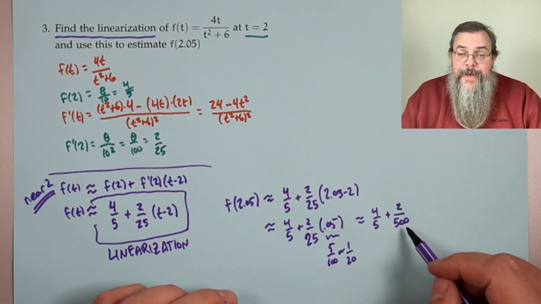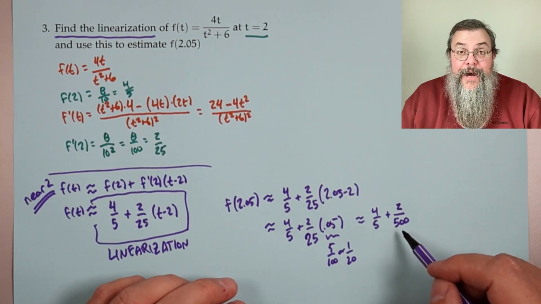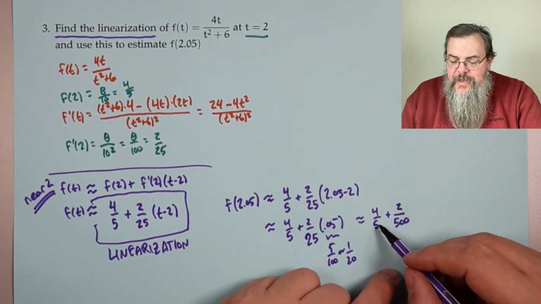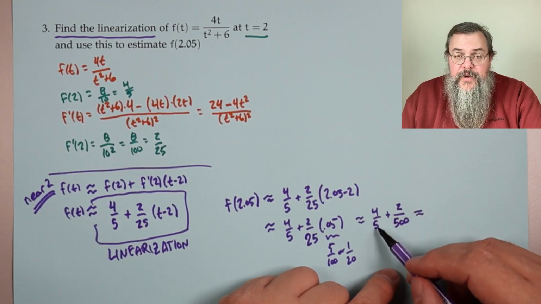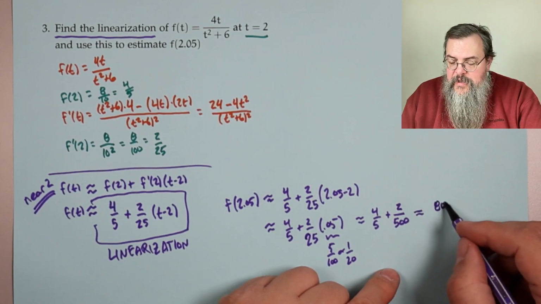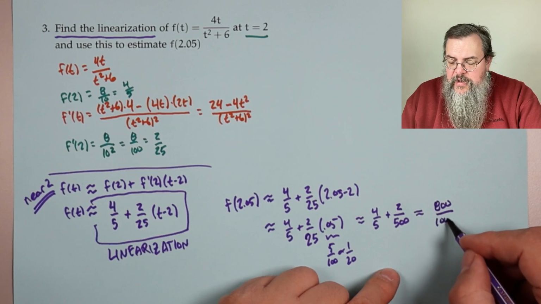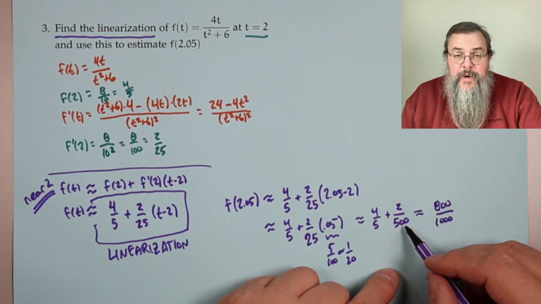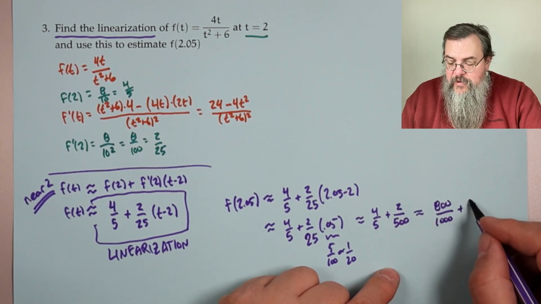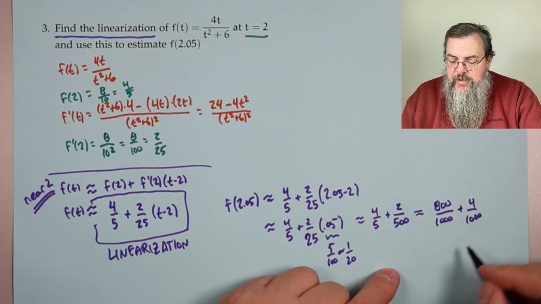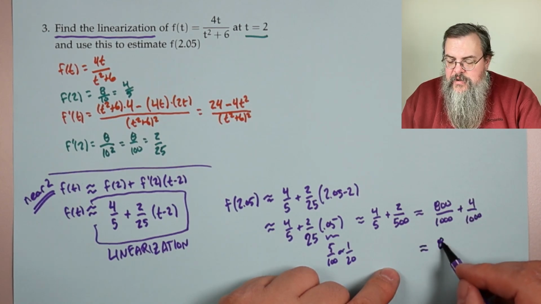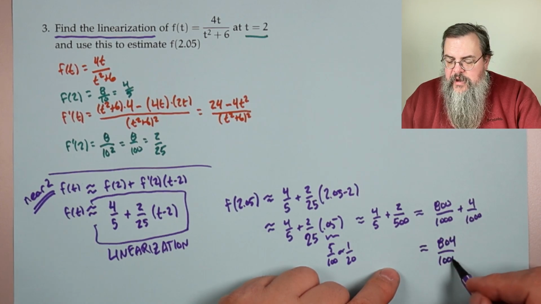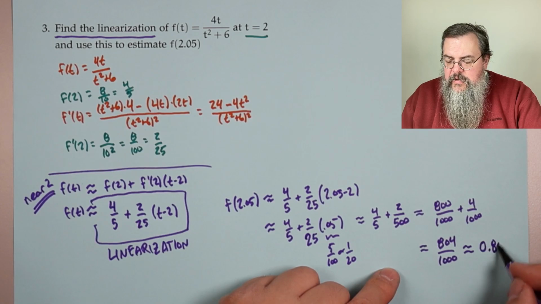5 and 500 both go into 1,000. So imagine the first term would be multiplied by 200 over 200. So that's 800 over 1,000. And then here you have to multiply by 2, so plus 4 over 1,000. And you say, all right, so that's like 804 over 1,000, or 0.804.